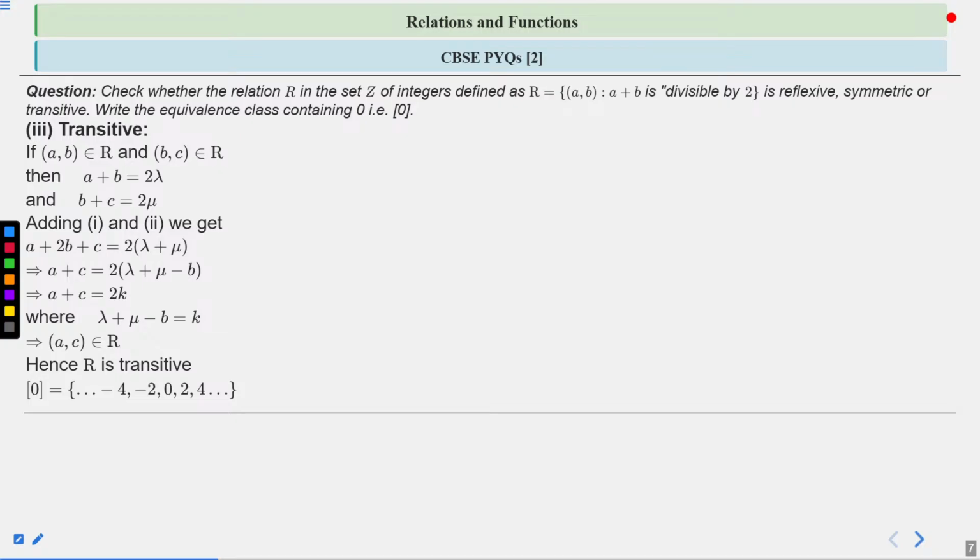Now the equivalence class containing 0 would be all the even integers including 0. Clear? Hence the equivalence class containing 0 is basically all the even integers including 0. Got it? Okay, let us move to the next question.